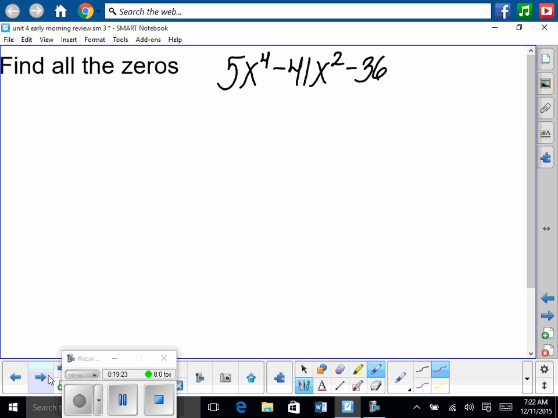It will simply say, this is the last part of the front page of your test, find all the zeros. So we have 5x to the 4th minus 41x squared minus 36. First of all, this is 4th degree, so we know we're going to have 4 zeros. It says find all the zeros, and then I even gave you a hint. I was feeling pretty nice last night, and it says find the whole number of roots, then get it to be quadratic, and use the quadratic formula or other method to find remaining roots.